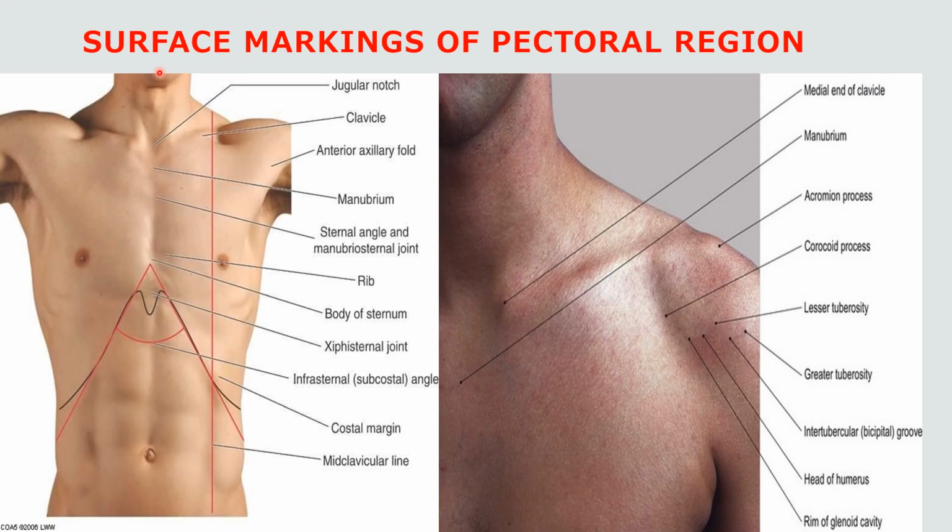Let us discuss about surface markings of the pectoral region. Why am I discussing surface markings? Because in the final practical examination, you have 5 marks for surface markings. Surface markings can be felt on the surface of the body in this pectoral region.